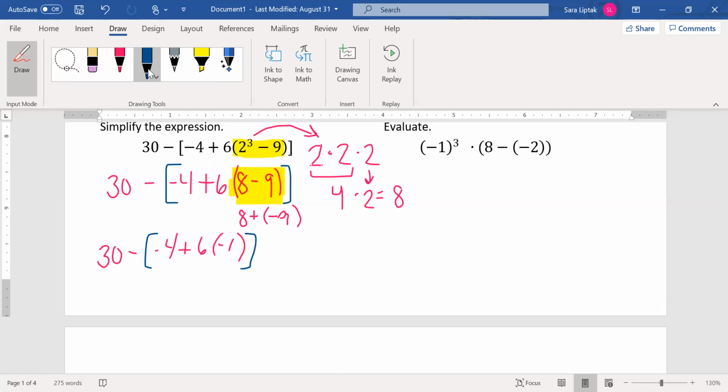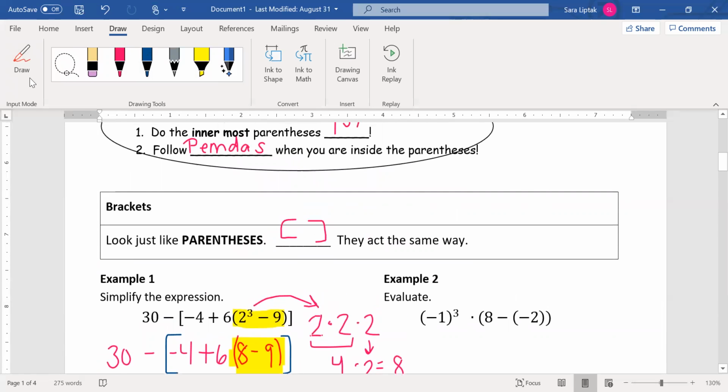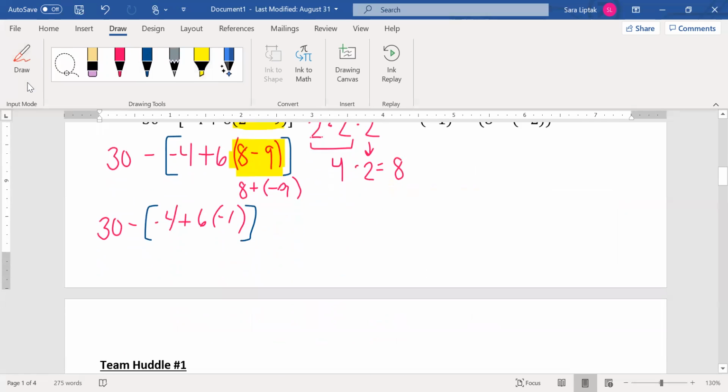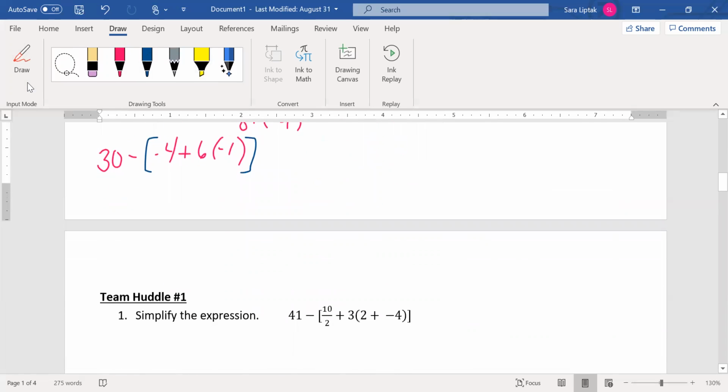Now what would PEMDAS tell you to do? Well, I know that I have parentheses here where it says -1, but I can't simplify that value anymore. But I know brackets act just like parentheses. So I should probably do that next. So let's take on the -4 plus 6 multiplied by a -1. Well, 6 multiplied by a -1 is going to give us a -6. And then when I add a -4 to that, I get a -10.